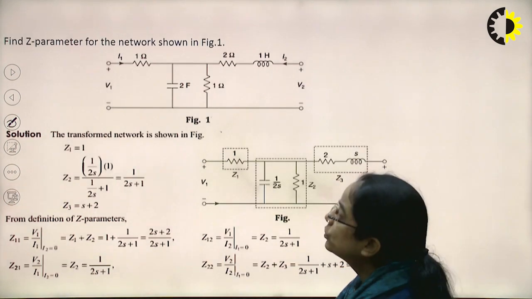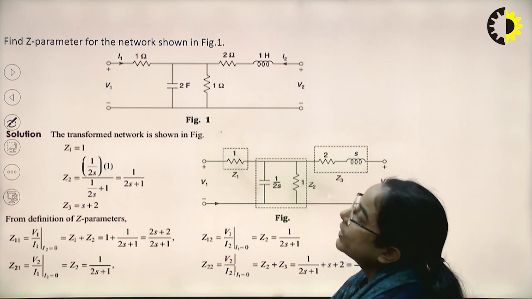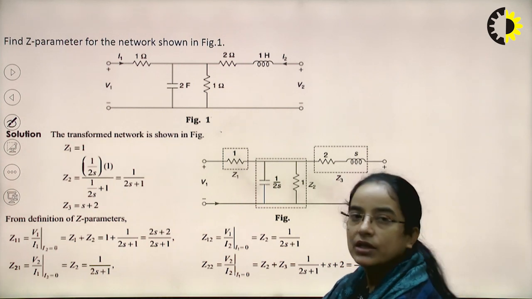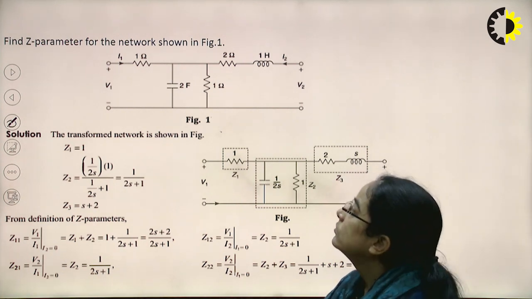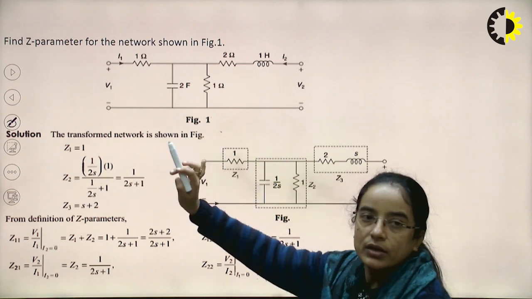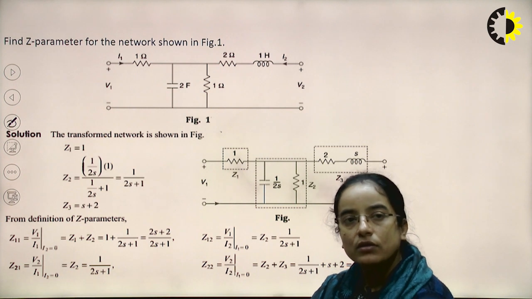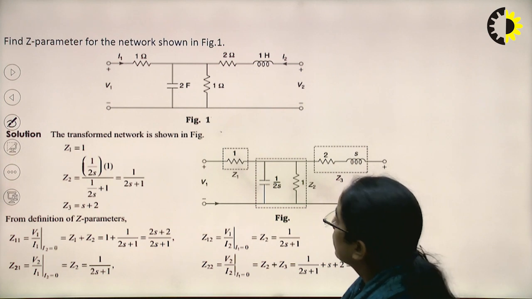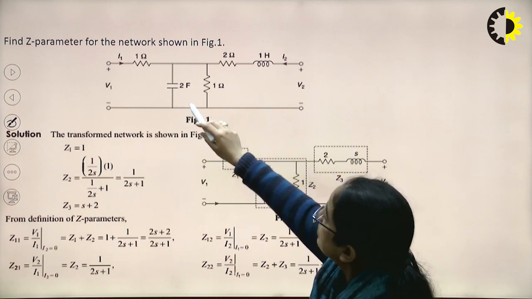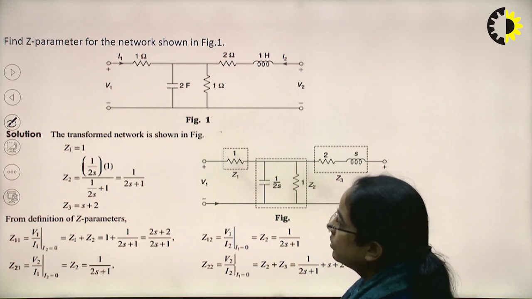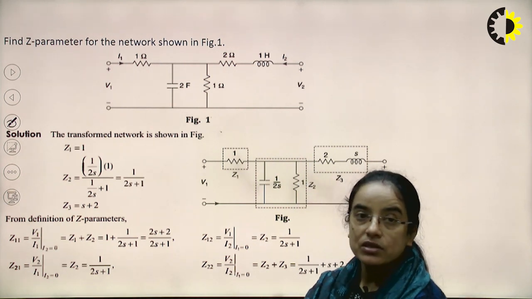So here this is the example. The question is: find the Z parameters for the given network. Okay, we need to write equations for V1 and I1 in terms of V2 and I2. So here a capacitor is there. We can transform this into the S domain, since the capacitor is given as 2 farad.